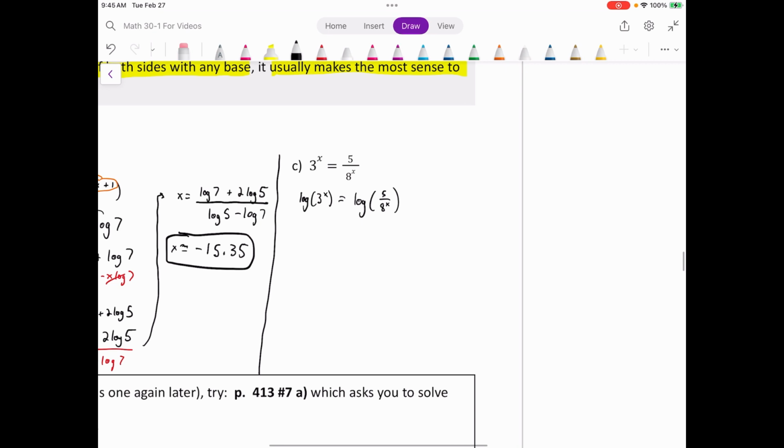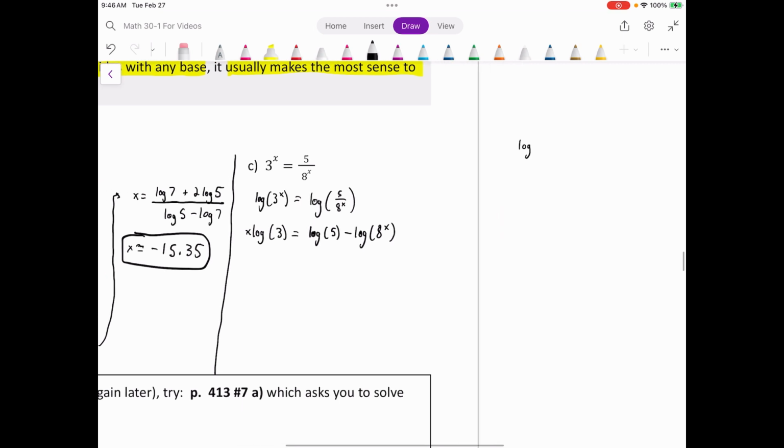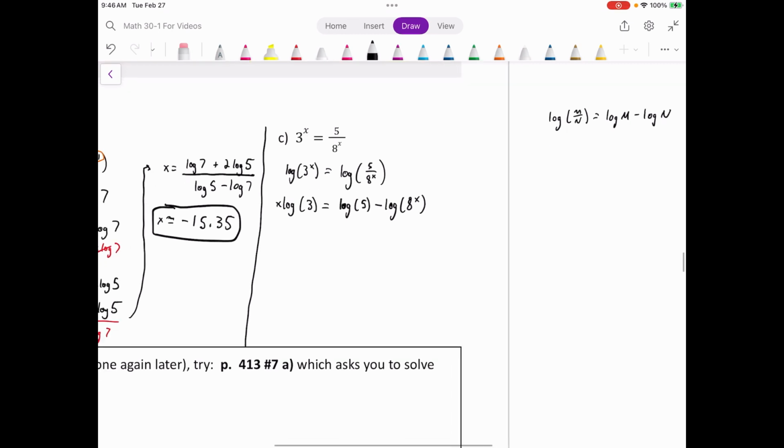And then what we could do on this side, we could bring that x down according to our power law of logarithms. So this is x log 3. And then here, I might actually use the quotient law of logarithms to split this up, because right now, this is a little kind of tough to work with, right? So let's just rewrite that as log of 5 minus log of 8 to the power of x. That's just using that log m over n equals log m minus log n. I can split it up into 2 individual logs there. So that's all I did there.